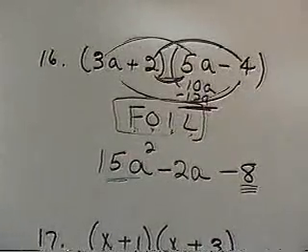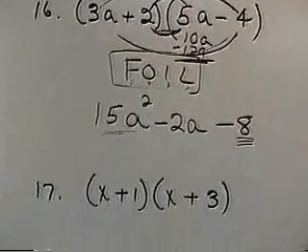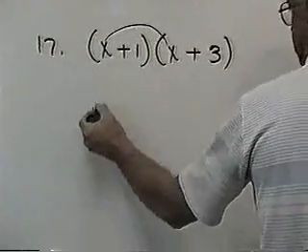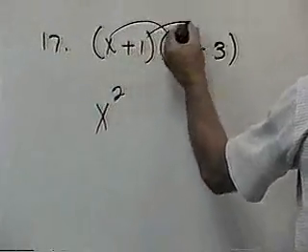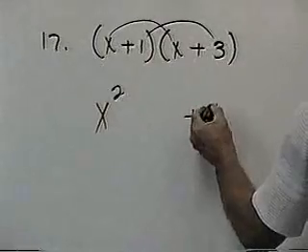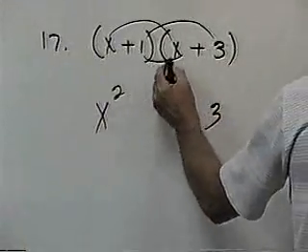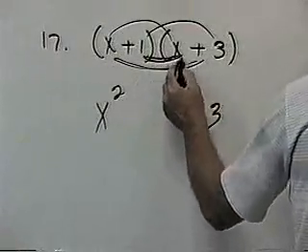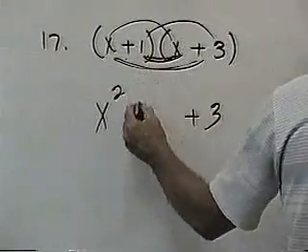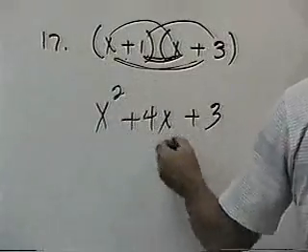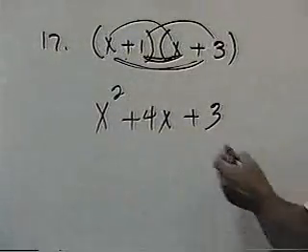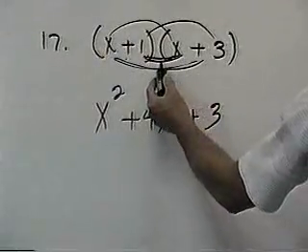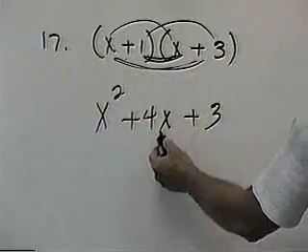All right, let's look at number 17 and do the rule. Okay, 17, first times the first is x squared, last times the last, plus 3, inside is 1x, outside is 3x. So if you add those together, you get 4x. So it's the first times the first, last times the last, inside, outside, added together.